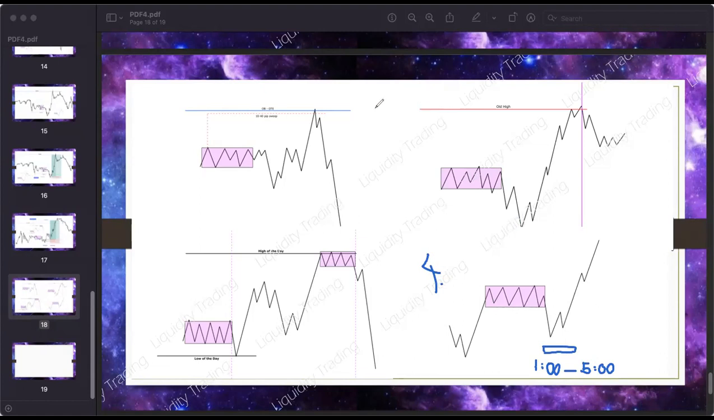As I said, it doesn't matter where you live, you just have to convert the time. The reason why I always refer to New York time is because this comes from ICT. He also refers to New York time, so I'm not even converting it. Just change the time on your chart and everything will make perfect sense for you. So this one, 1 o'clock to 5 o'clock. And again, I'm always referring to New York time. So this is New York local time.